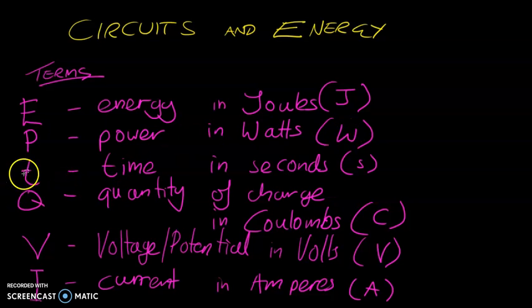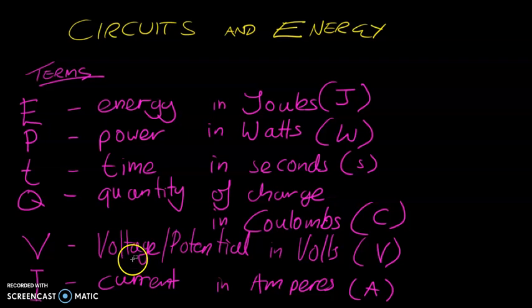Time. Small t for time, measured in seconds, and we use a small s. It's important to remember that in engineering and physics and electrical design, time is always measured in seconds. So if you get time in any other format, you've got to convert it to seconds before you can use it. Q stands for quantity of electrical charge, and it's measured in the coulomb with a capital C. That's our unit of measurement shorthand.